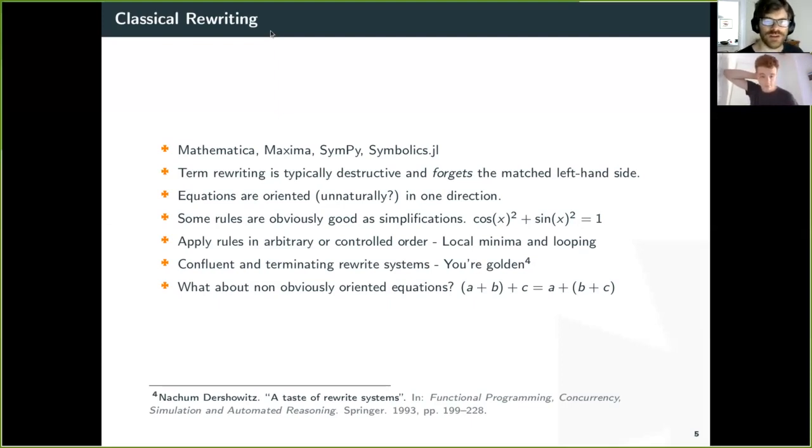So what do we do about non-obviously oriented equations? For example, the associativity of addition is really a vital reasoning step in algebraic manipulations. And should we go from left to right, right to left? If we have both, we're just going to end up in a loop. It's not clear what to do.